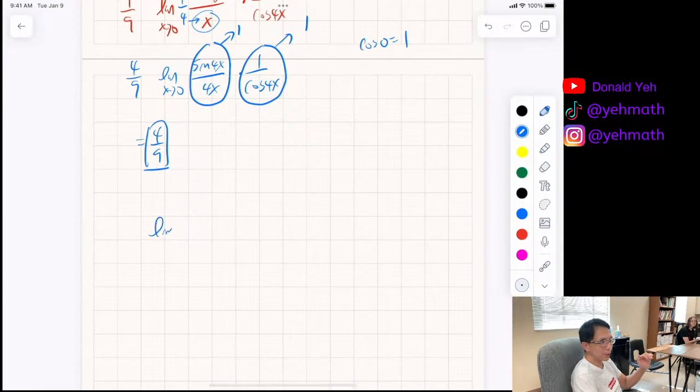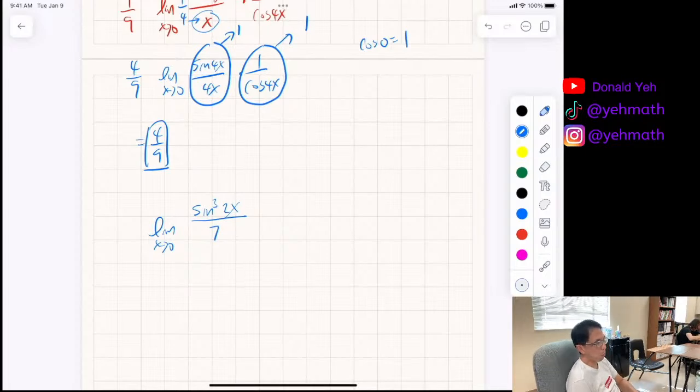I'm going to give you another case. Limit of sine cubed of 2x over 7x cubed. Now, this is the question that they give me, at least. I don't know what question she gives out. But this is an interesting one.